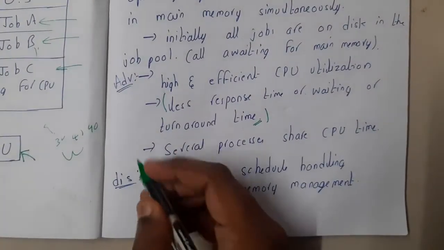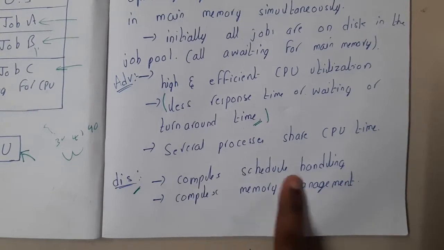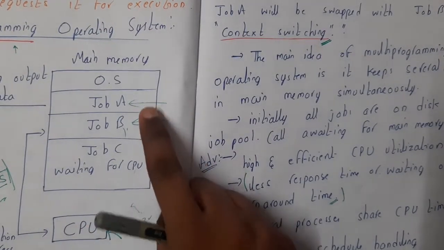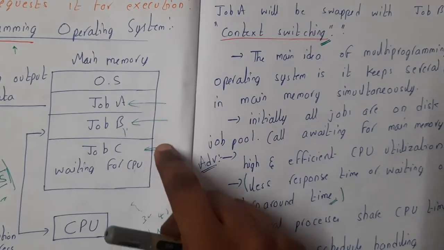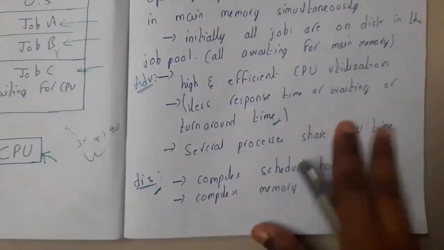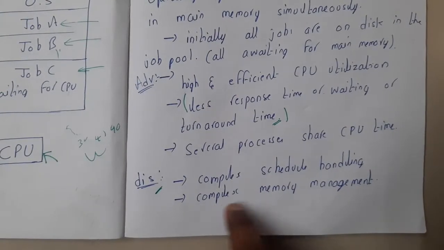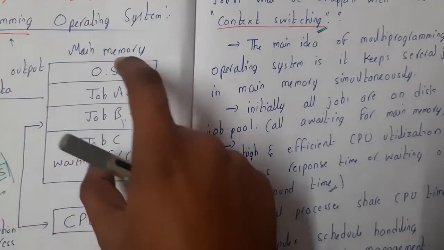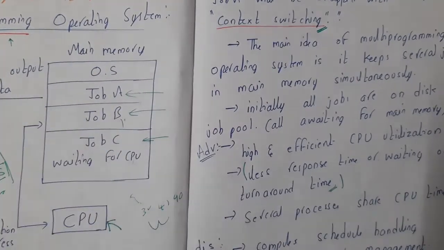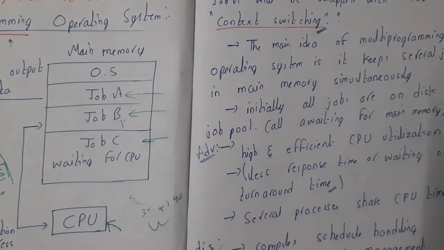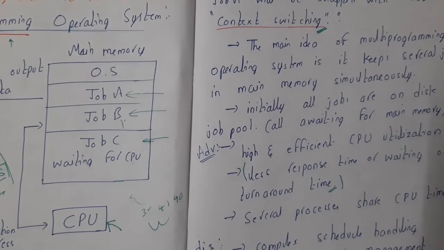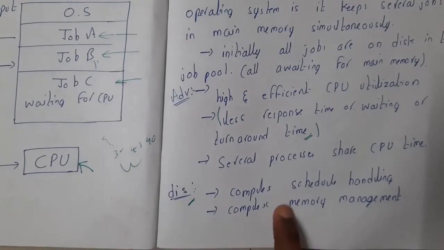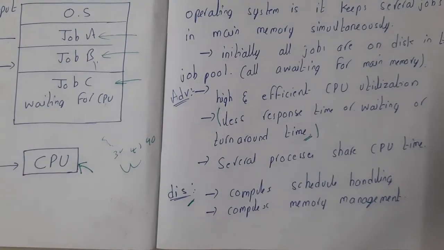When it comes to disadvantages, first is complex schedule handling. Other than the CPU, someone should take care of who should come inside and who should go outside. That is a small disadvantage. Similarly, complex memory management. Again, we need someone to take care of transfers from secondary memory to main memory. These are the 2 disadvantages of a multi-programming operating system. For these we also have some modules, where memory management is taken care of by paging and various other methods.